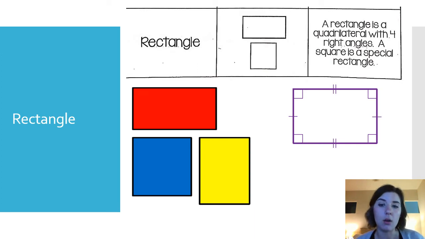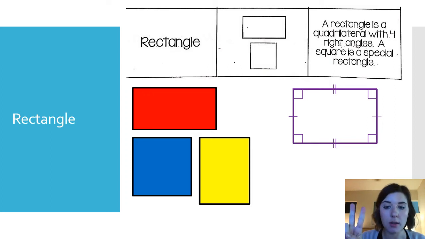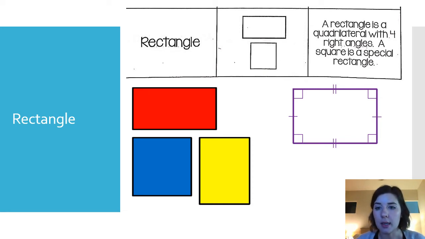Now a rectangle is similar to a square, right? It is also a polygon. It is also a quadrilateral, 4 sides. It is also a parallelogram, 2 sets of parallel sides. What's special about a rectangle? The definition of a rectangle is a 4-sided shape where the top and the bottom are parallel and the same length, right?